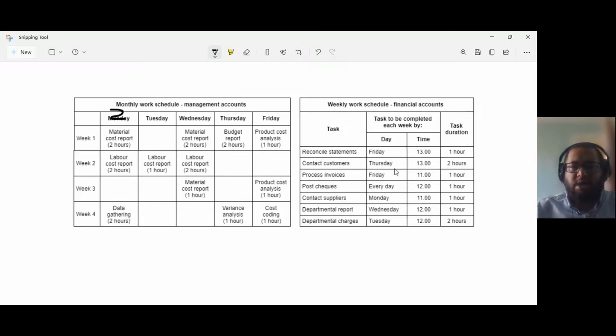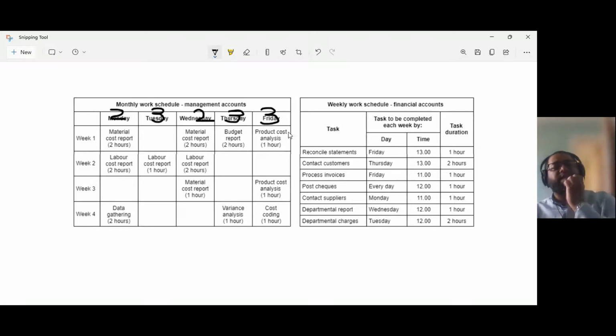Monday is 2 hours. Tuesday is going to be 2 hours plus this 1 hour, 3 hours. Wednesday is going to be 1 plus 1, 2 hours. Thursday is going to be 2 plus 1, 3 hours. And Friday, 1, 2, and 3, 3 hours. So these are the financial accounting tasks we had to be doing for those particular dates. So here we add our management cost.